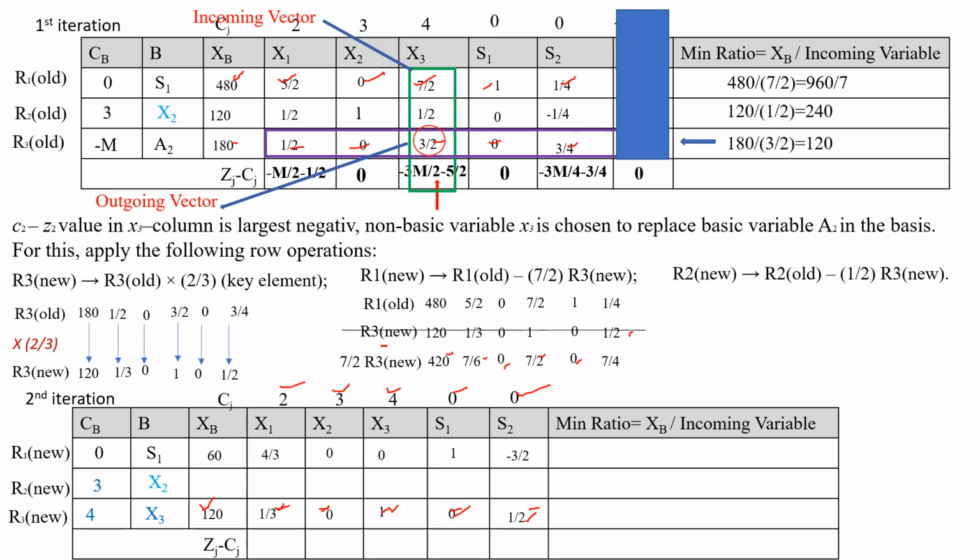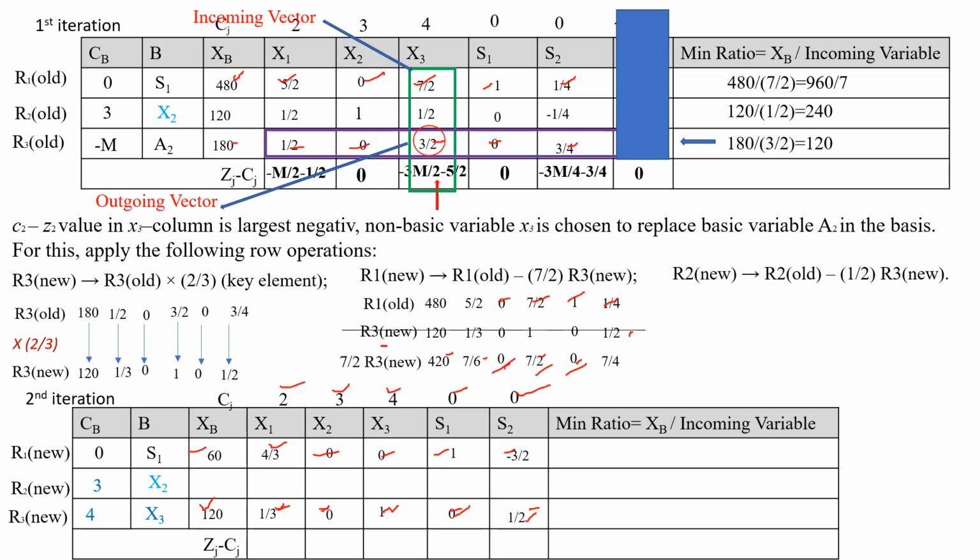480 minus 420, 60, 5 by 2 minus 7 by 6, 4 by 3, 0 minus 0, it is the 0, 7 by 2 minus 7 by 2, it is the 0, 1 minus 0, it is the 1, and 1 by 4 minus 7 by 4, it is the minus 3 by 2. Enter these values in the row 1 of the new table.